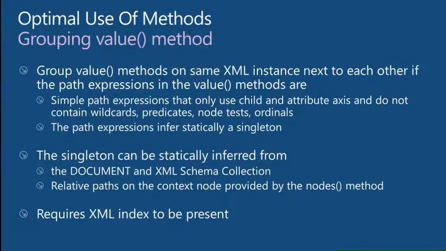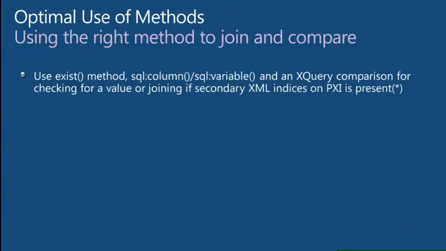Now, there are two additional things. One is the singleton can be statically inferred by either having a schema collection and the document constraint on an XML, or by using relative path expressions inside a method that is provided by the nodes method. And it requires the XML index to be present. So let me show you that as well.